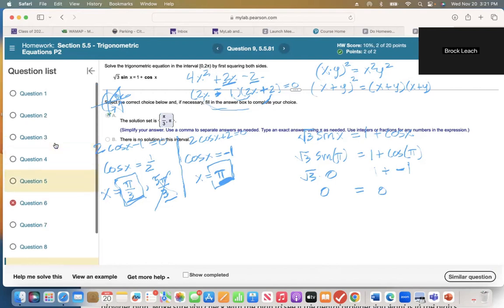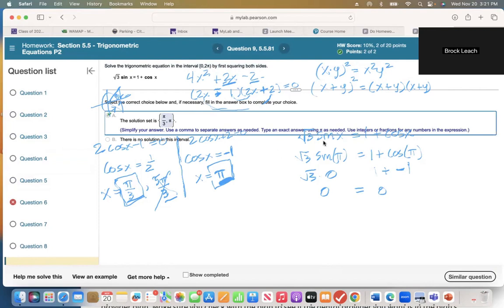Any others from part 2? So remember, whenever you square both sides, and they kind of give you that here, they say first square both sides. But we kind of had to do that in order to be able to swap out a cosine for a sine, right? You kind of had to do the square root.